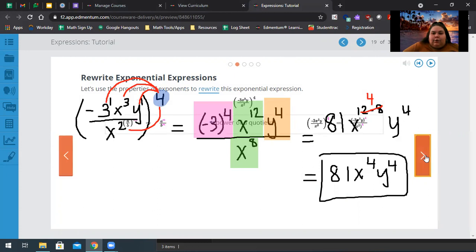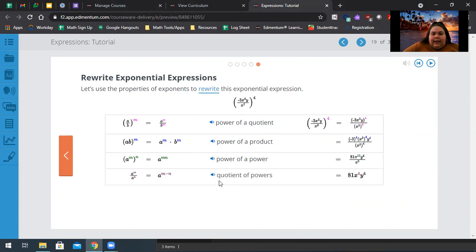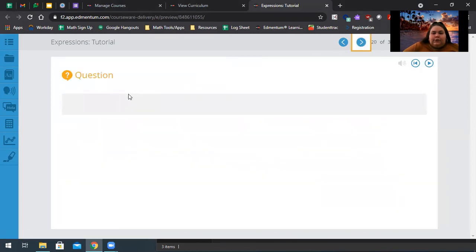So we click over here on the orange button, they have a full breakdown of exactly what they did. Again, they distributed that 4 outside from the parentheses to break it apart. And now everybody got its own 4. And we continue to simplify. So power of a power, and then they did quotient of a power. So just keep that in mind.